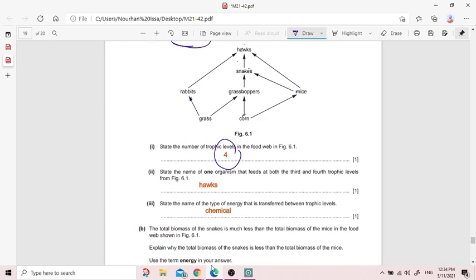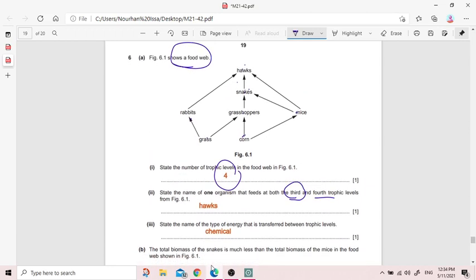Name one organism that feeds at both the 3rd and the 4th trophic level. The hawk. In this food chain, it is 1 2 3, while in this food chain 1 2 3 4. So this means the hawk is feeding at the 3rd trophic level in one food chain and at the 4th trophic level in the other food chain.